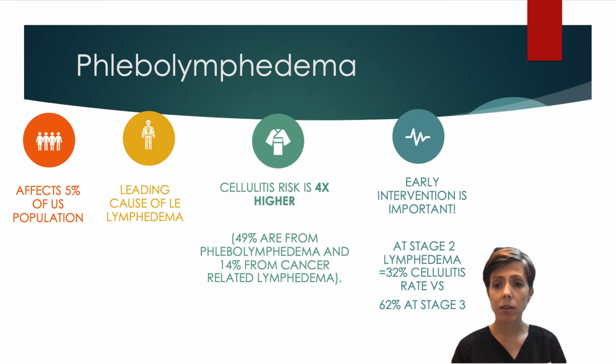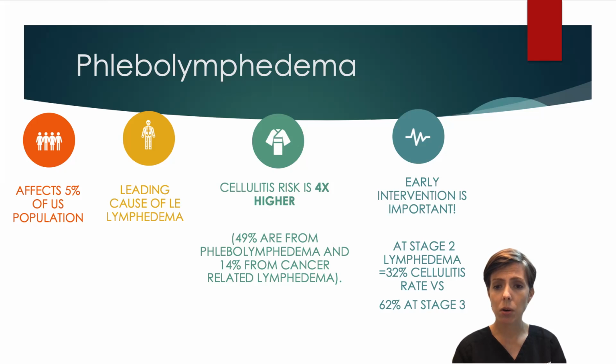And like I said, cellulitis can be a very serious skin infection that can get to the point where it hospitalizes you, and it's not good. So 49% of cellulitis is from phlebolymphedema, whereas only 14% of cellulitis is from cancer-related lymphedema. So we're seeing that this is a pretty big issue, okay? And early intervention is very important, okay?